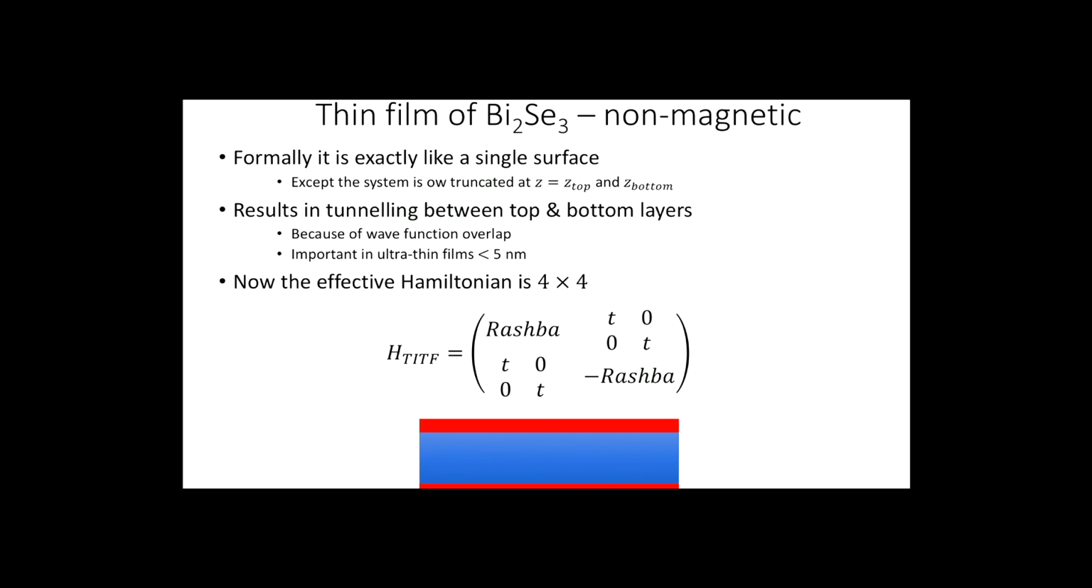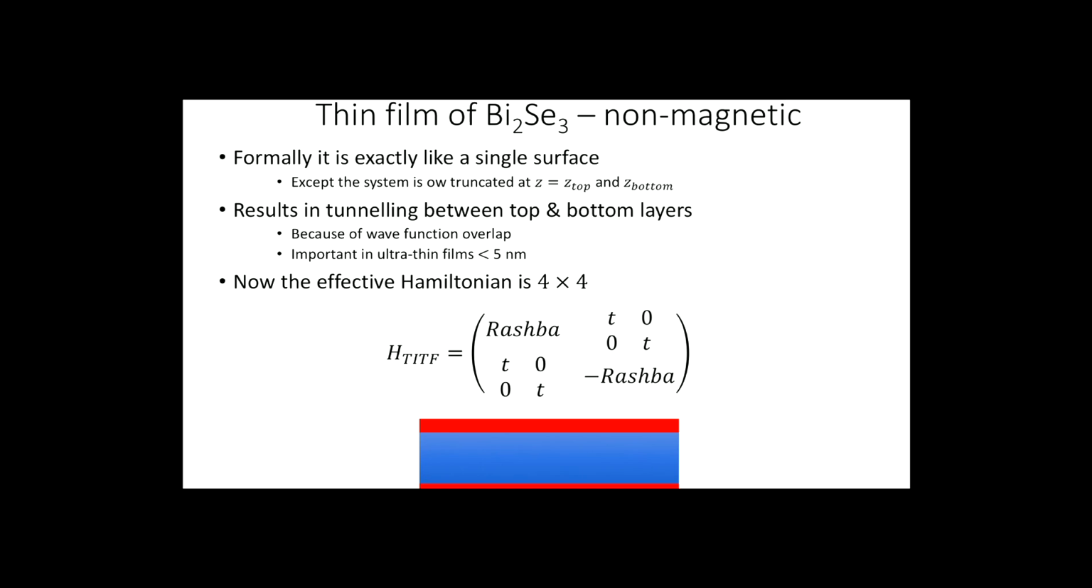And you no longer throw away solutions: you get 4 solutions for lambda, and because the system is no longer infinite, you don't get to throw away 2 of them. So you just have to do more algebra, but you end up with something very similar. Obviously, if the film is thin enough, the wave functions for the two surfaces will have some finite overlap. So there will be some noticeable tunneling between the top surface and the bottom surface. People have calculated this, and they figured out that this is important if the film is ultra thin, basically less than 5 nanometers, and certainly very important if it's on the order of 3 nanometers.